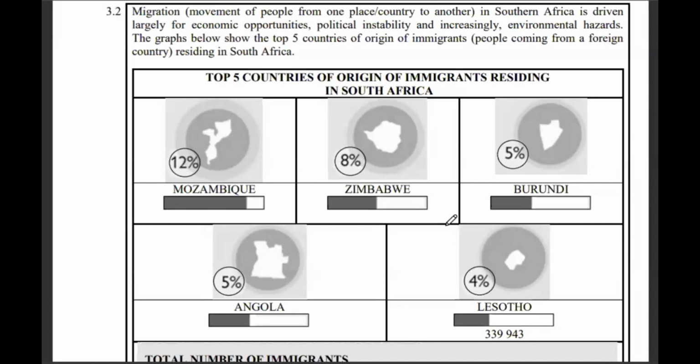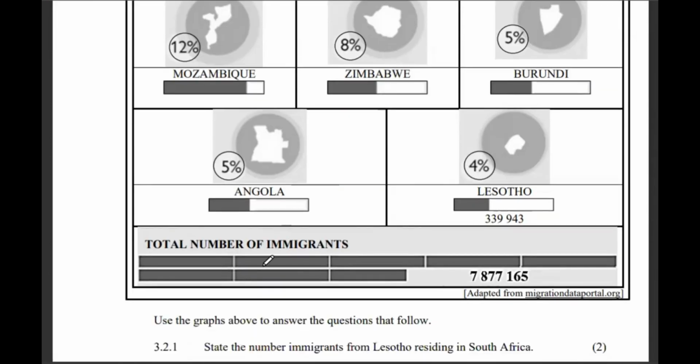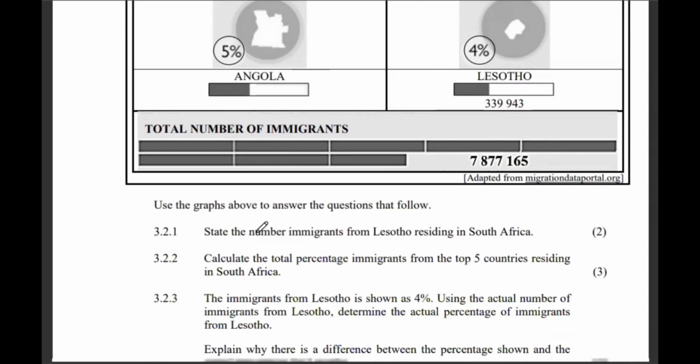Migration, movement of people from one place or country to another, in South Africa is driven largely by economic opportunities, political instabilities, and increasingly environmental hazards. The graph below shows the top 5 countries of origin of migrants, people coming from a foreign country residing in South Africa. These are the countries. We have Mozambique, it contributes 12%, Zimbabwe 8%, Burundi 5%, Lesotho 4%, and Angola 5%. So the total immigrants is 7,877,165. They're telling us to state the number of migrants from Lesotho residing in South Africa.